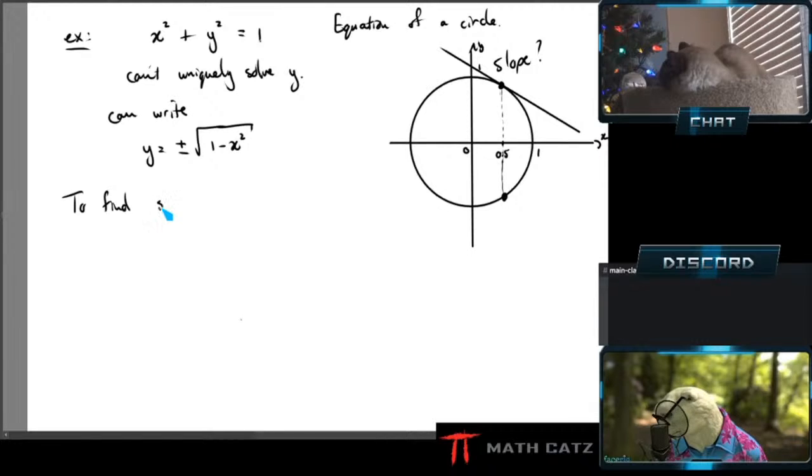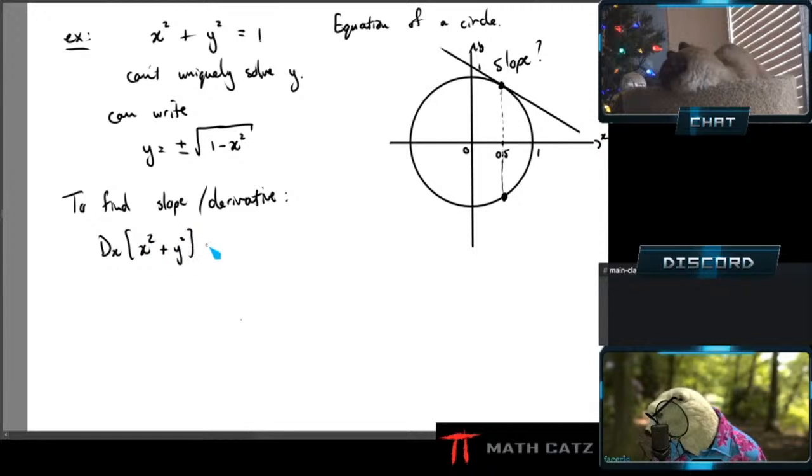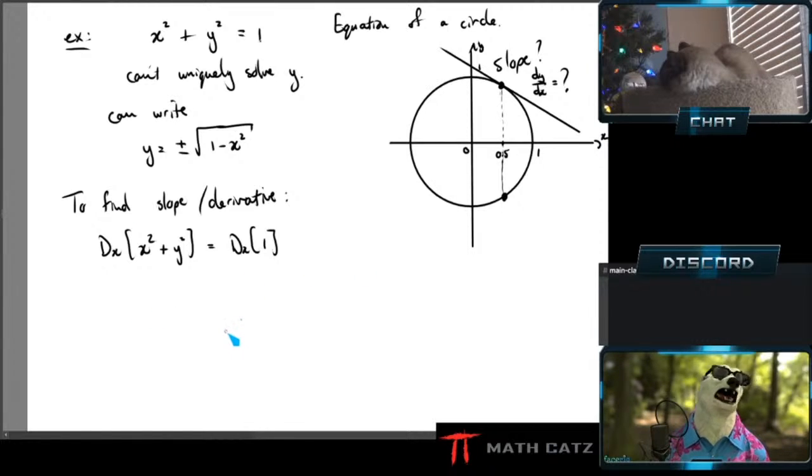So let's say here, to find the slope, excuse me, that was supposed to be an S, or derivative, implicit differentiation. Derivative of the left-hand side equals derivative of the right-hand side. The slope is dy dx at that x value, right? Still the derivative. I'm trying to find it. Implicit differentiation allows me to find it when I can't solve for y.